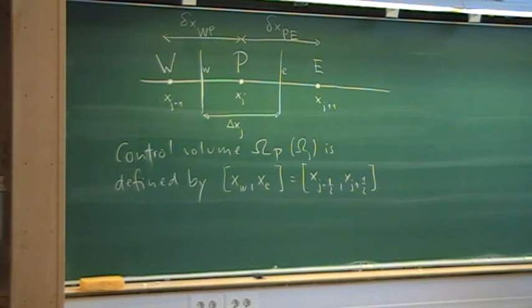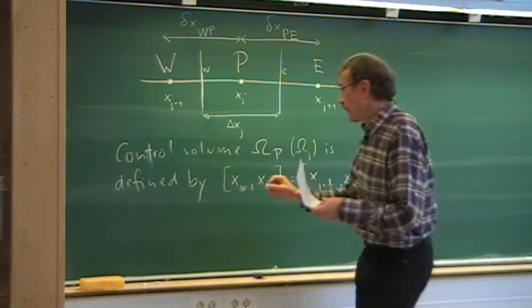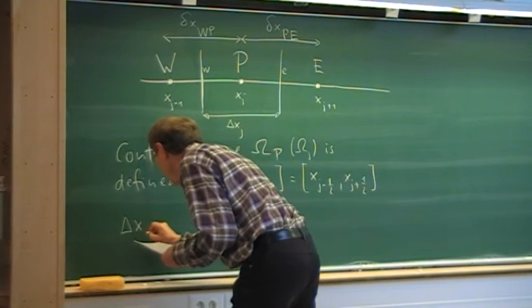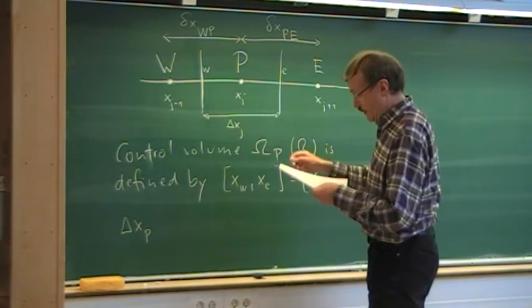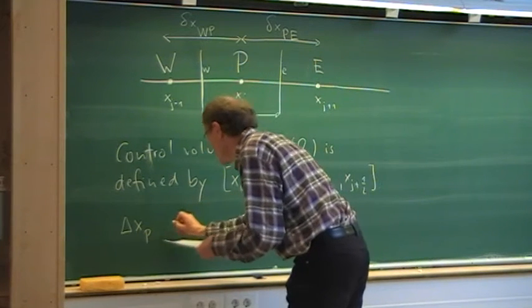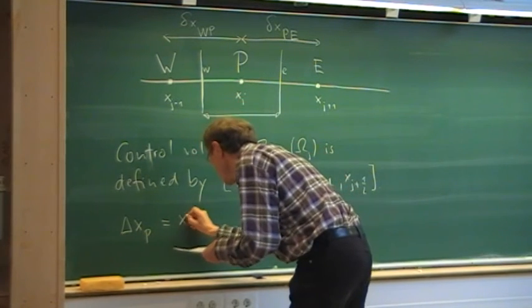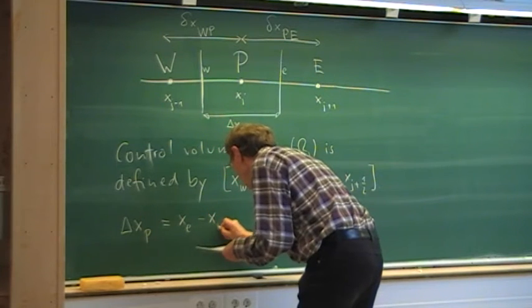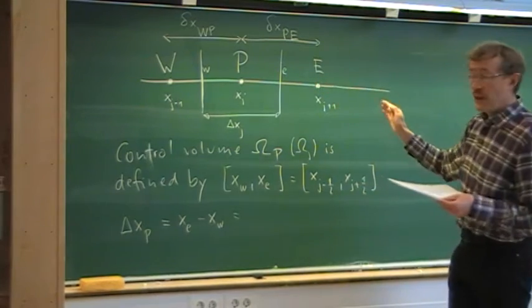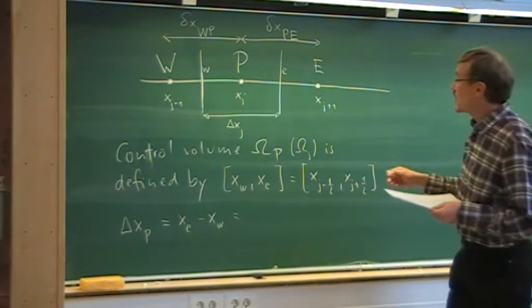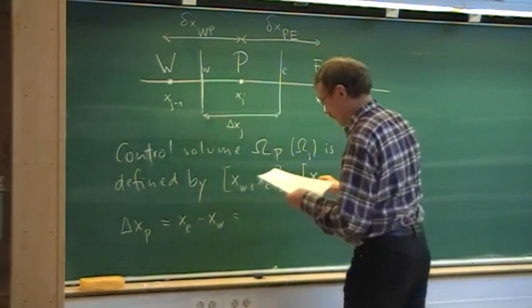we have the cross section is A, that we have already noted. It is constant. It was one of the assumptions for 1D, and the length of the control volume delta xp or delta xj. That is then the distance between the eastern and the western faces. And since they are defined by the midpoints, this is the same as the sum of these two.